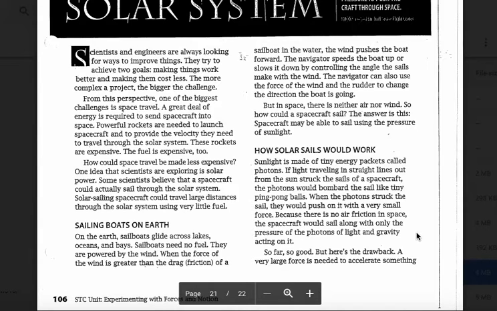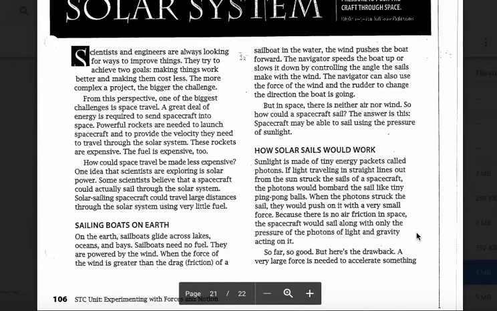When the force of the wind is greater than the drag, or friction, of a sailboat on the water, the wind pushes the boat forward. The navigator speeds the boat up or slows it down by controlling the angle the sails make with the wind. The navigator can also use the force of the wind and the rudder to change the direction the boat is going. But in space, there is neither air nor wind. So how could a spacecraft sail? The answer is this. Spacecraft may be able to sail using the pressure of sunlight.